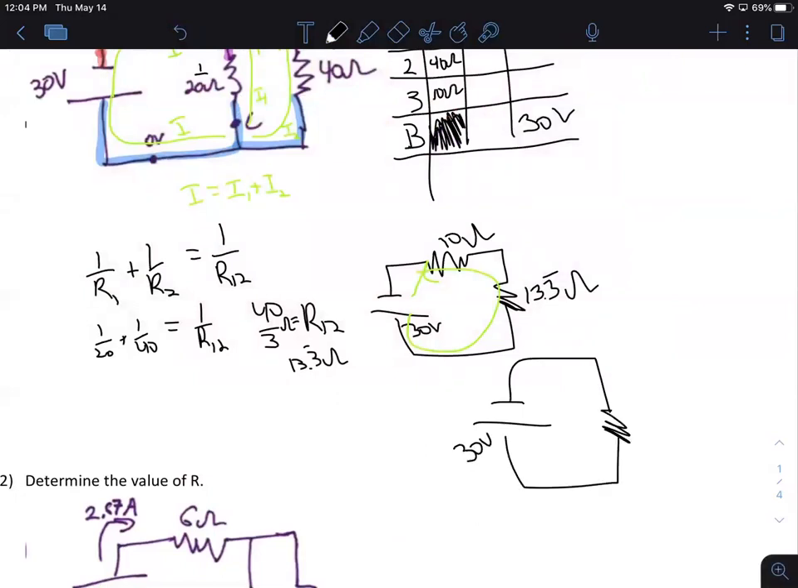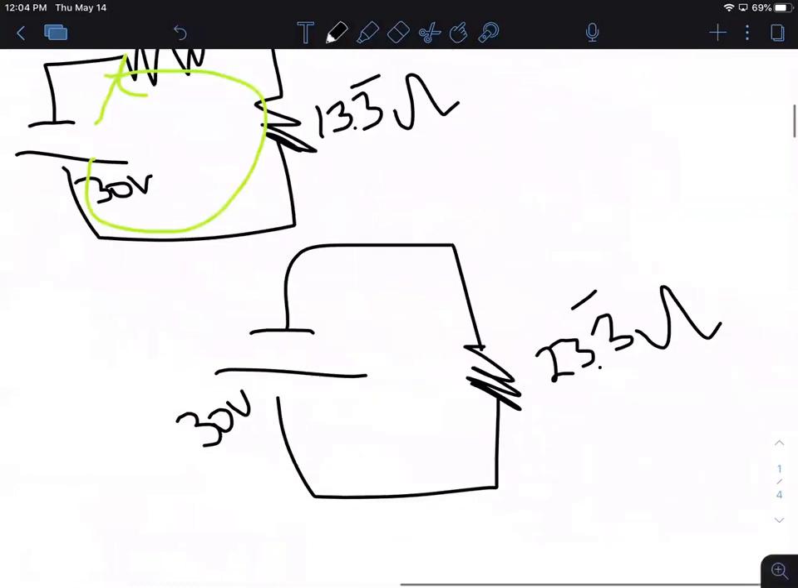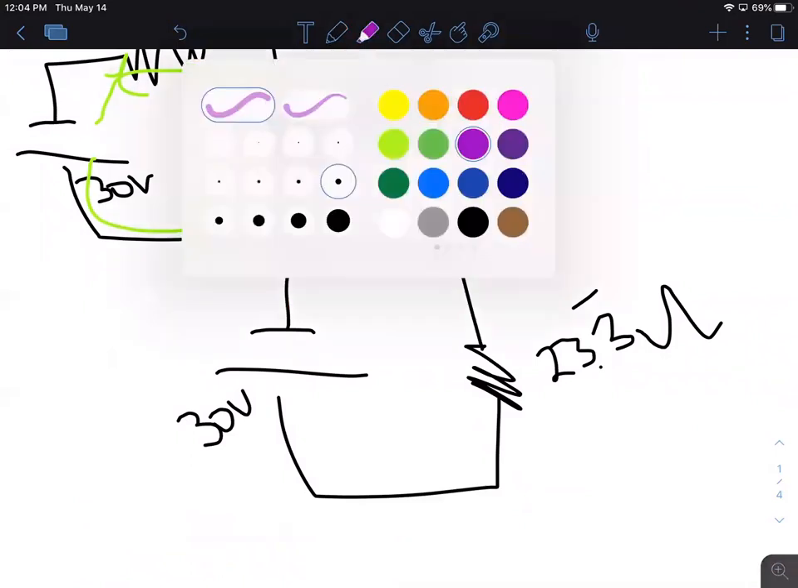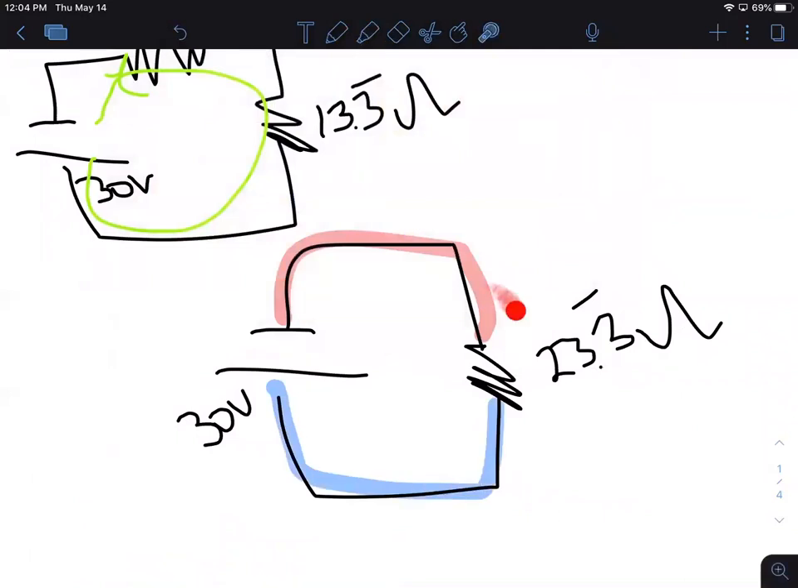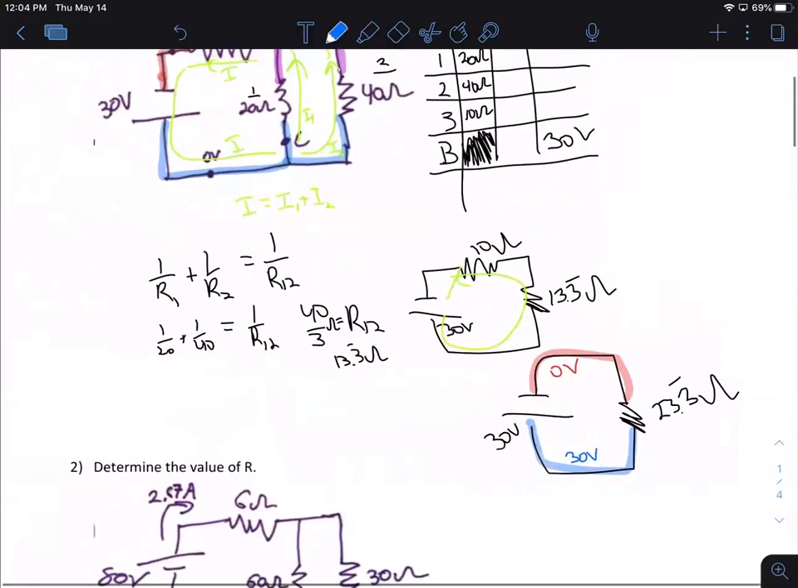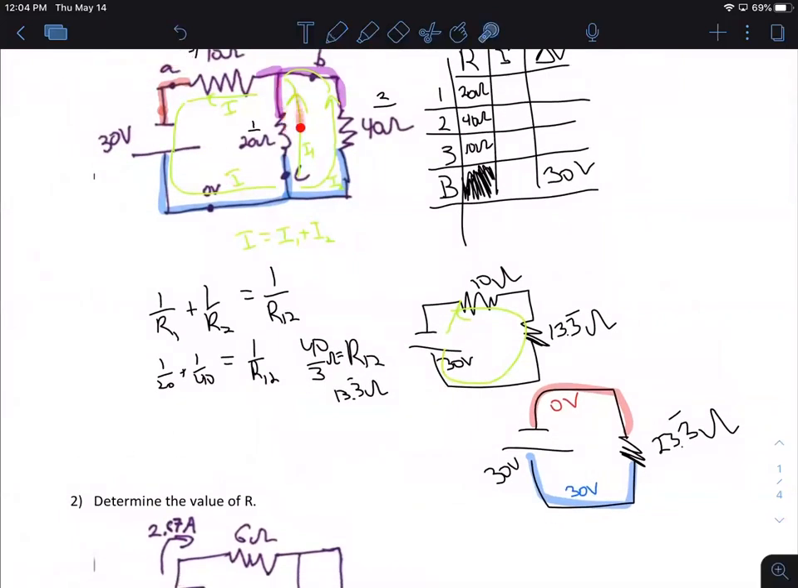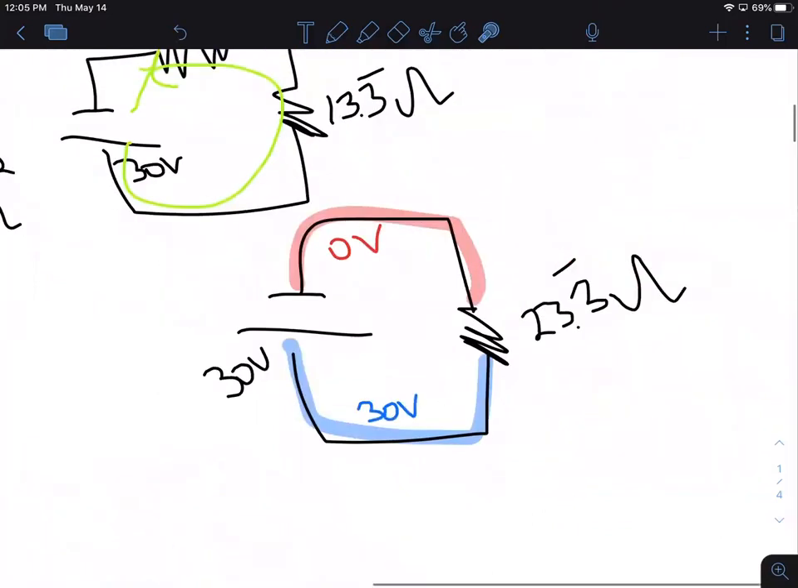So 30-volt battery, 23.3 ohms. Now if I looked at this, now I know the change in voltage from here to here, because I have 0. If I say before the battery is 0, I say after the battery is 30. Unlike here, where I didn't know this purple, so I didn't know any changes. Here I do, because I've made them one resistor. I can see and look and say, okay, it's changing it by 30.